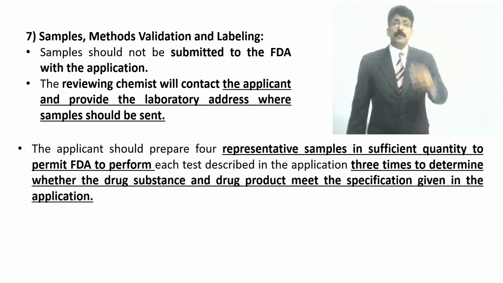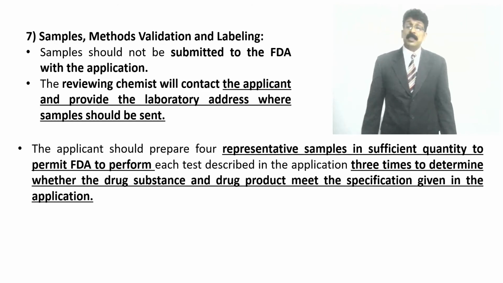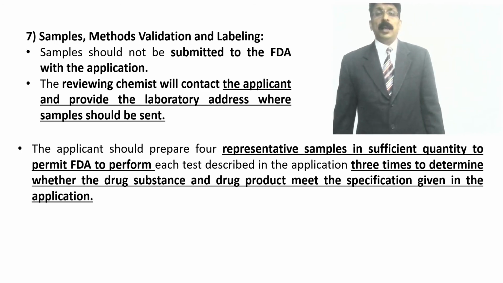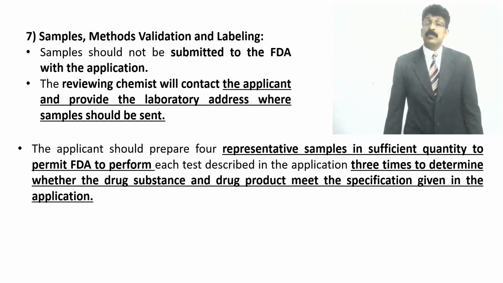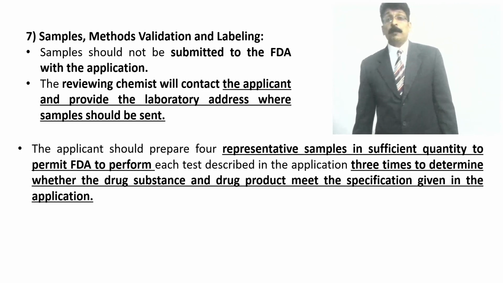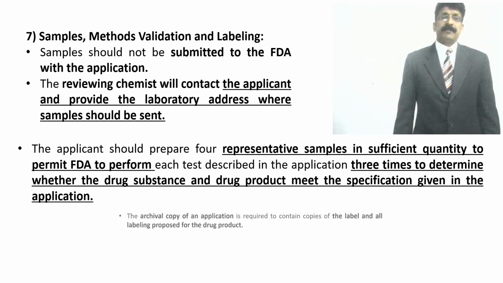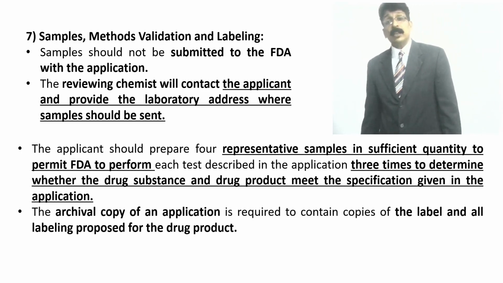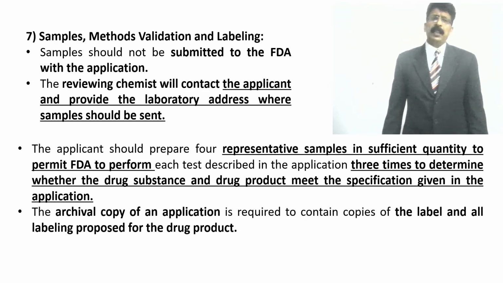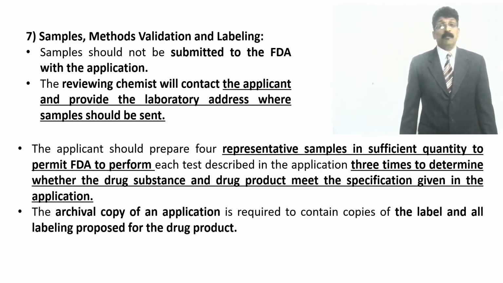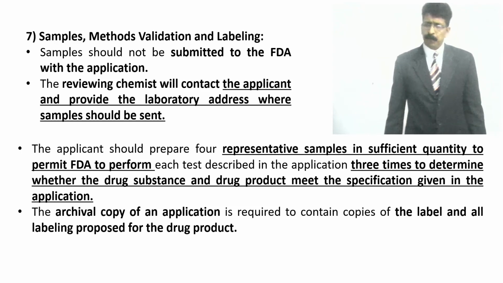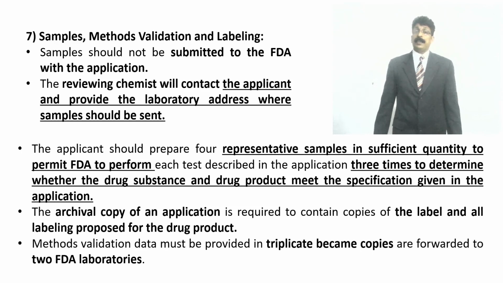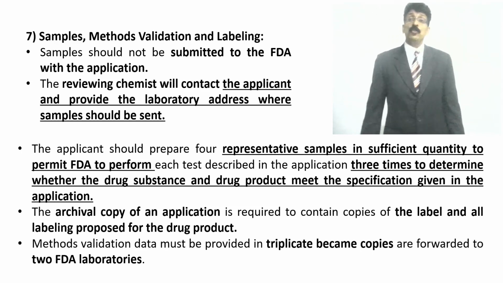And the applicant should prepare representative samples in sufficient quantity to permit FDA to perform each test described in the application 3 times, to determine whether the drug substance and the drug product meet the specifications given in the application. The archival copy of the application is required to contain copies of the label and all labeling proposed for the drug product. They may propose 2-3 labelings to get approval. The method validation data must be provided in triplicate, bound copies forwarded to 2 FDA laboratories.